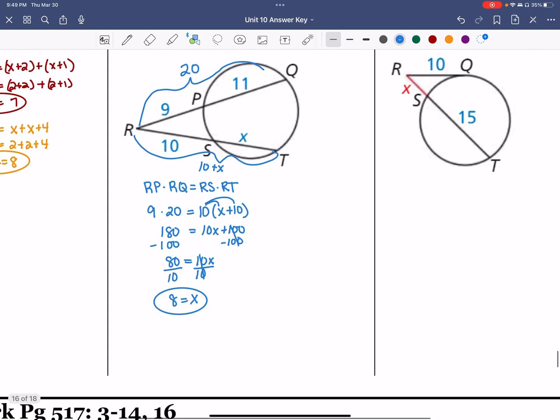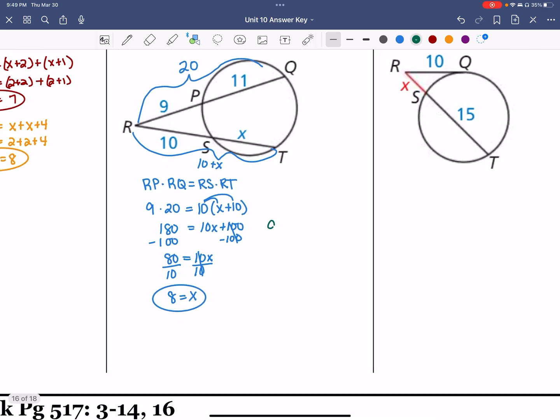Now, a good way to just double check our answers is if I say 9 times 20 is equal to 10 times 18, because I'm going to add those together. So this gives me 180 equals 180. So yes, I did do this right. A nice, quick, and easy way to check.